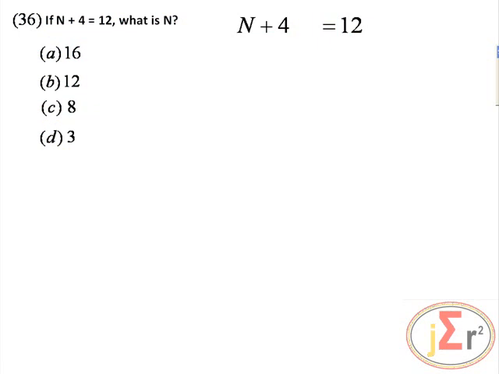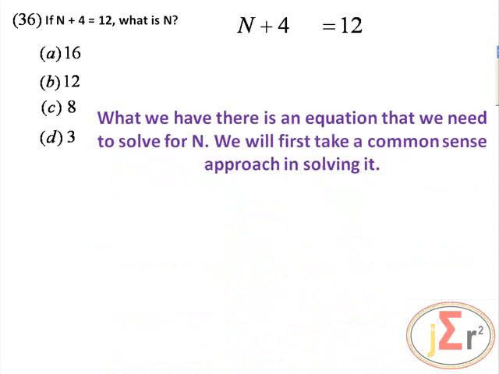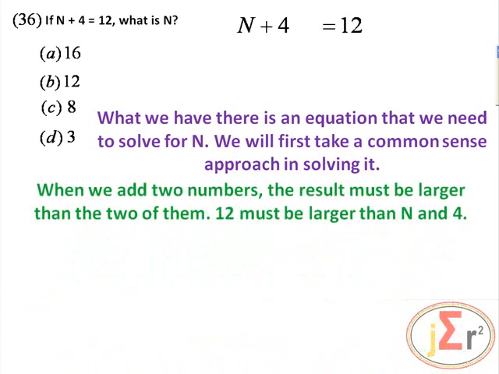If n plus 4 is equal to 12, what is n? And Jerry is saying that it is 8. Correct. What we have there is an equation that we need to solve for n. We will first take a common sense approach in solving it. When we add two numbers, the result must be larger than the two of them. 12 must be larger than n and 4. Because when we add them, the result must be larger than the two numbers that we have added.